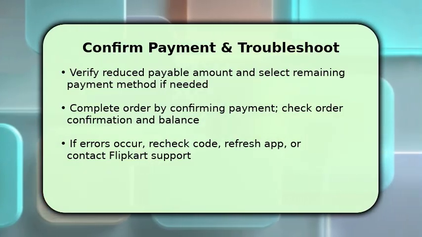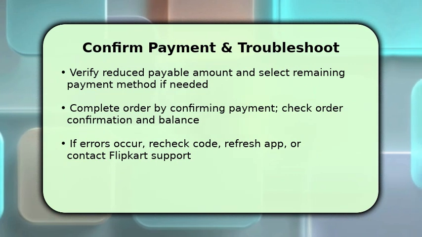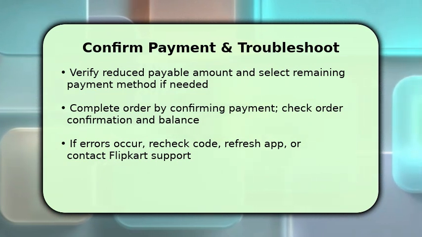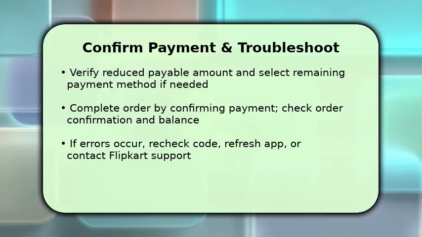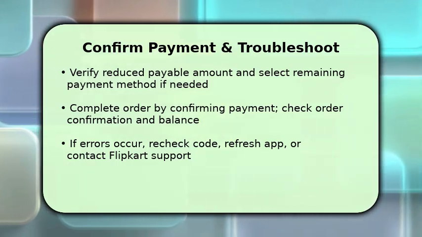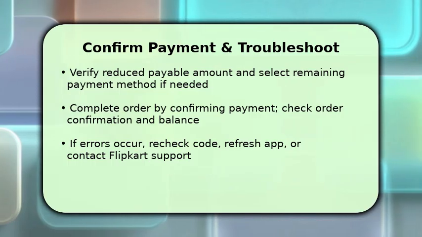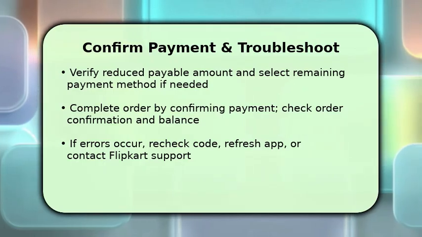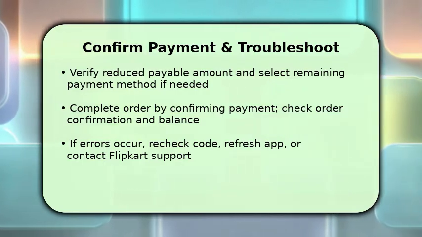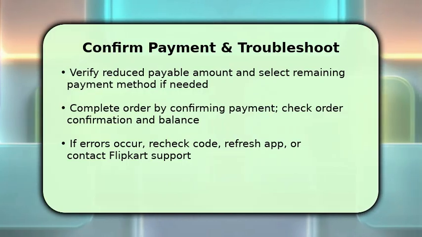You must choose a secondary payment method for any remaining balance and then place the order. After placing the order, check your email or Flipkart orders for confirmation and gift card balance adjustments. If the card is rejected, make sure you type the code correctly, refresh or relaunch the app and try again. If problems persist, contact Flipkart support with a screenshot for quick resolution.